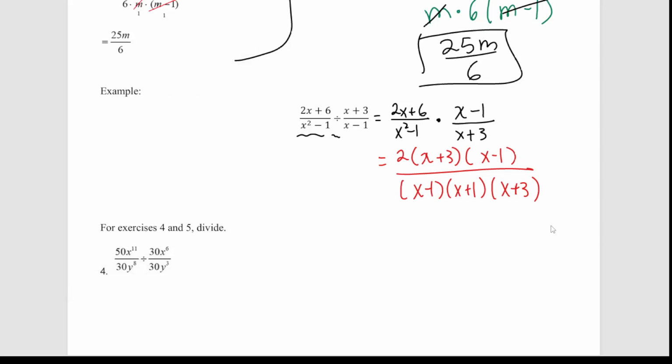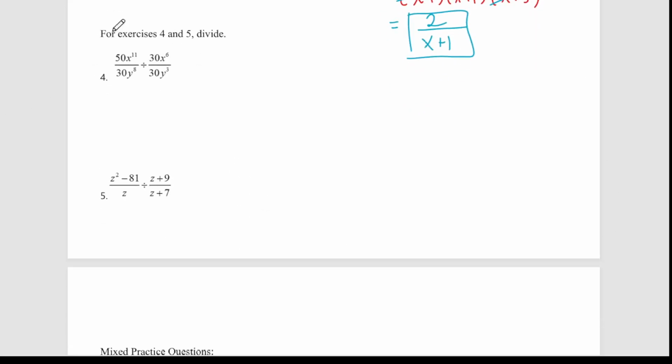Now we want to note what's going to divide to make 1, so if I have x minus 1 divided by x minus 1, that will divide to make 1. X plus 3 divided by x plus 3, that will divide to make 1. And you will just be left with 2 over x plus 1 as your nice, beautiful final answer.